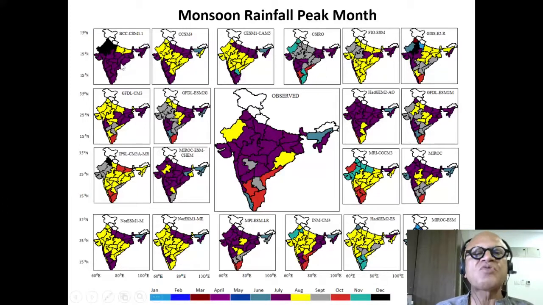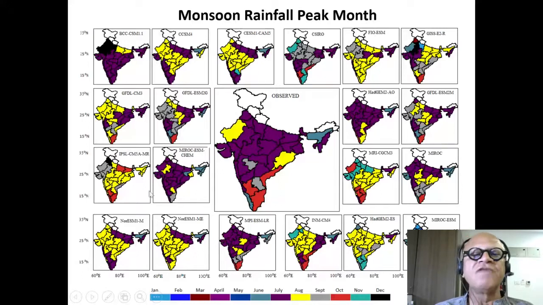The point I want to make here is that if you look at the comparison of models with observed rainfall, you see that none of them is really realistic. Okay. So sometimes reds are in the right place, but not the other things. Yellow is not in the right place at all. The purples are not, and so on and so forth.